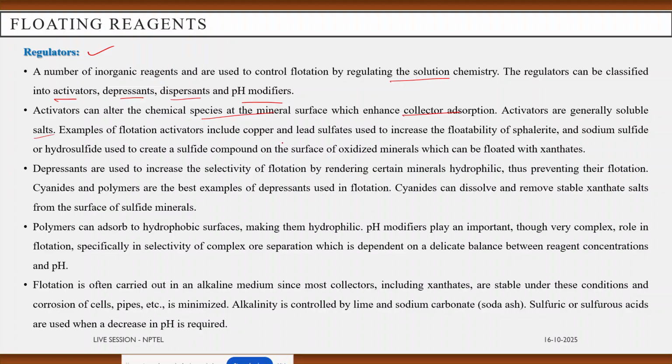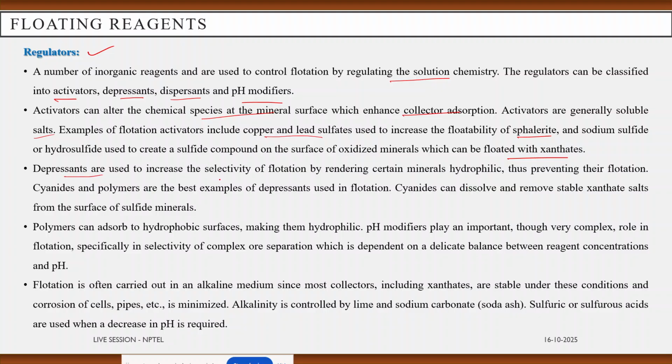Examples of flotation activators include copper or lead sulfates used to increase the floatability of sphalerite, and sodium sulfide or hydrosulfide used to create a sulfide component onto the surface of the oxide minerals, which can then be floated easily by the xanthates.